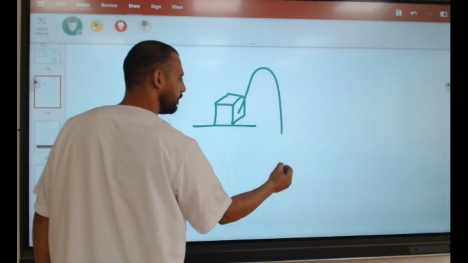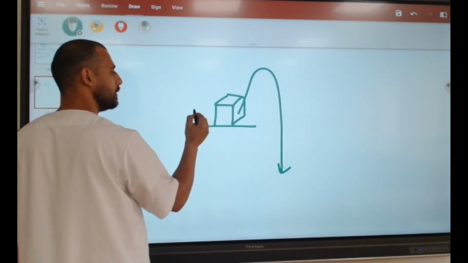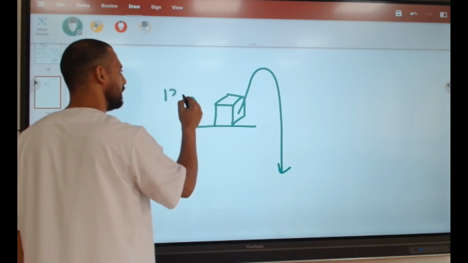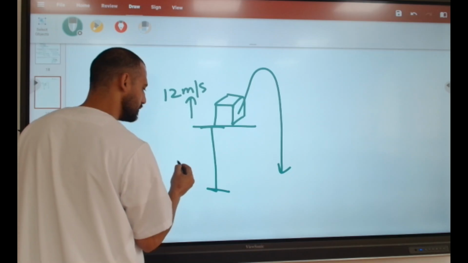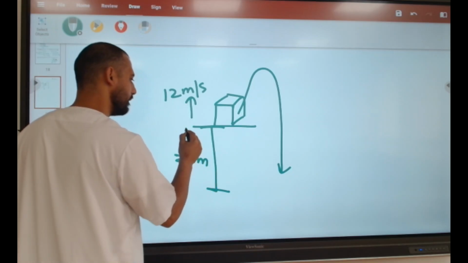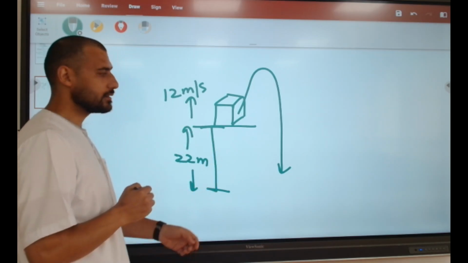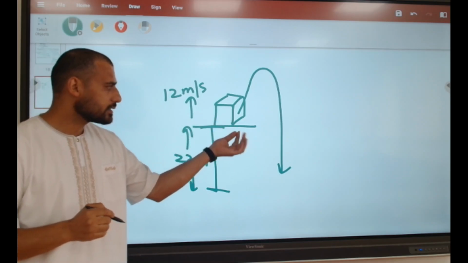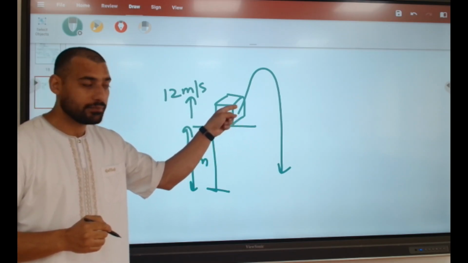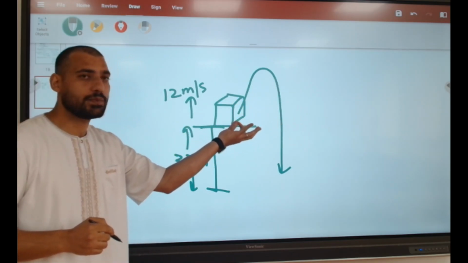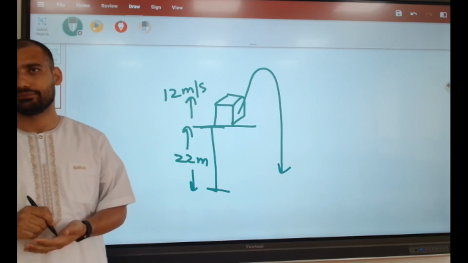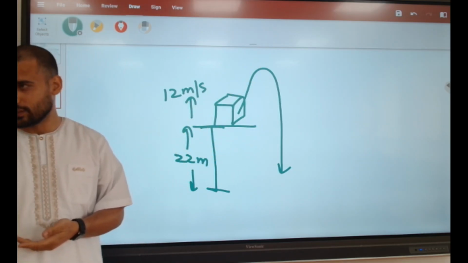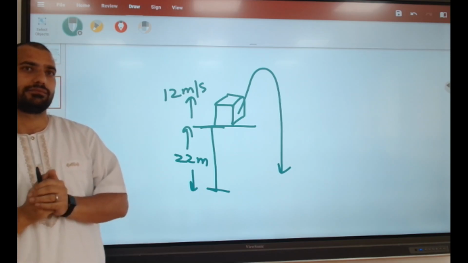It falls off. It was going up with a speed of 12 meters per second. The height from the ground is 22 meters. The question is, how long will this package take, because it falls, how long will this package take to reach its maximum height? It's already at maximum. Anyone else?